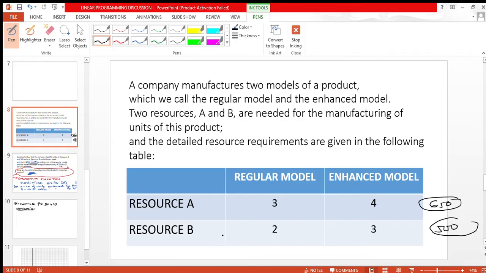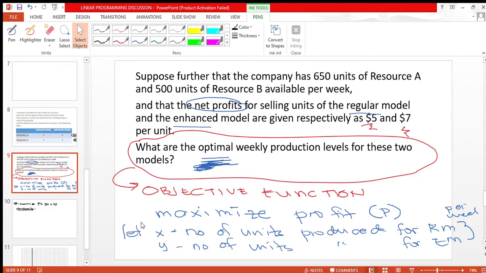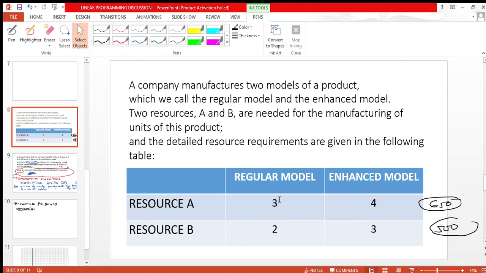Therefore, how do we now establish our constraints? Remember, our variables are X and Y. X is the number of units produced for the regular model and Y is the number of units produced for the enhanced model. How do we now use these constraints? Looking at this condition, for resource A, there are only 650 units available per week. So that's the maximum.